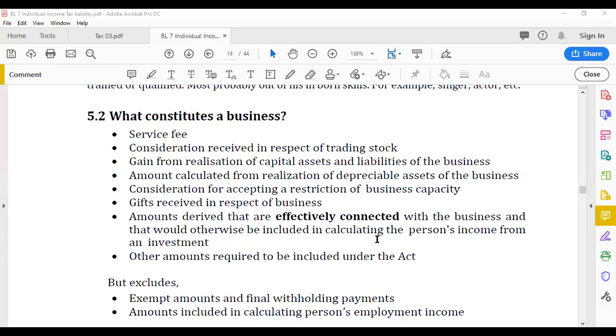Gain from realization of capital assets and liabilities for the business. Capital assets, the assets can be used for a long period of time, long term. Amount calculated from realization of depreciable assets of business. Depreciable assets, say machineries, plant, equipment, that sort of things. Consideration for accepting a restriction of a business capacity.